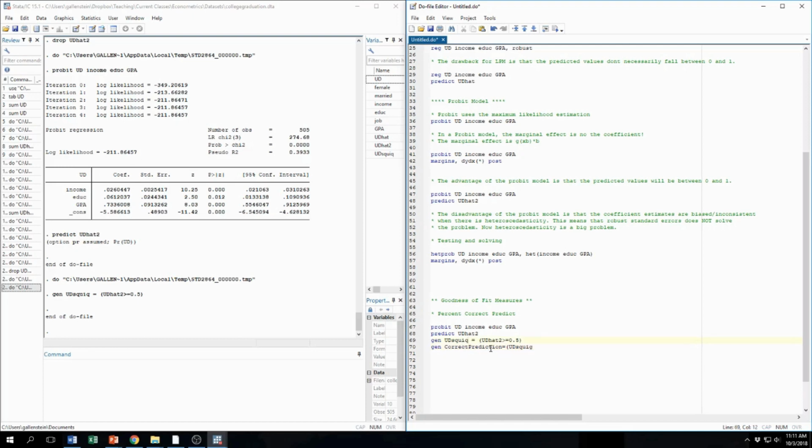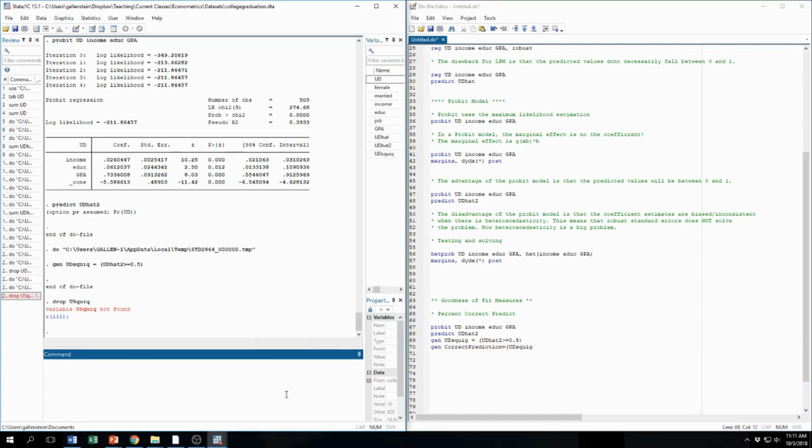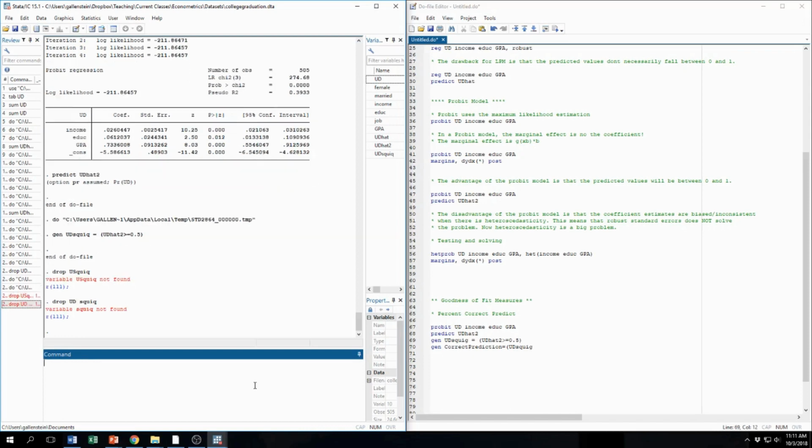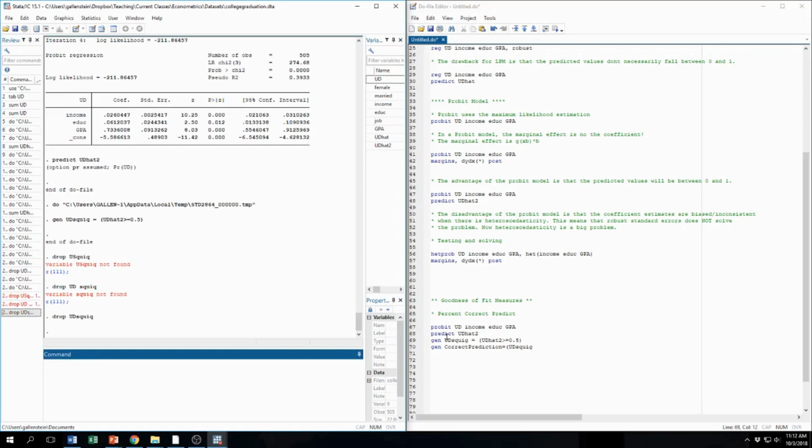That should be a G. Squig UD. Oh, drop UD. Sorry. All right, here we go.